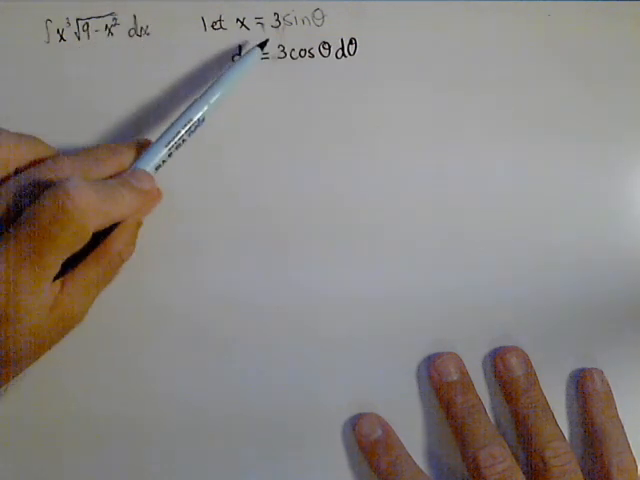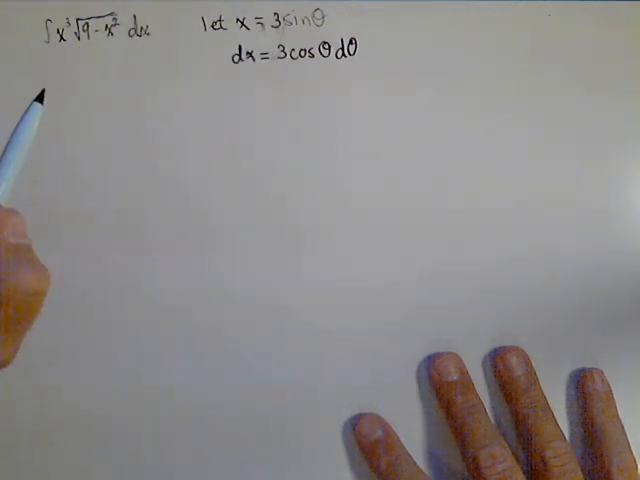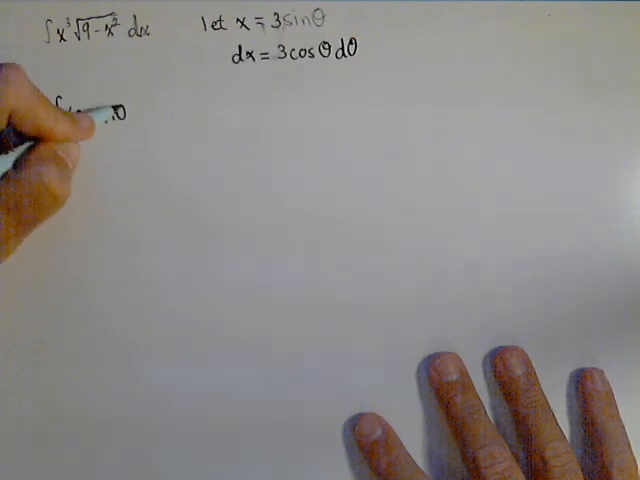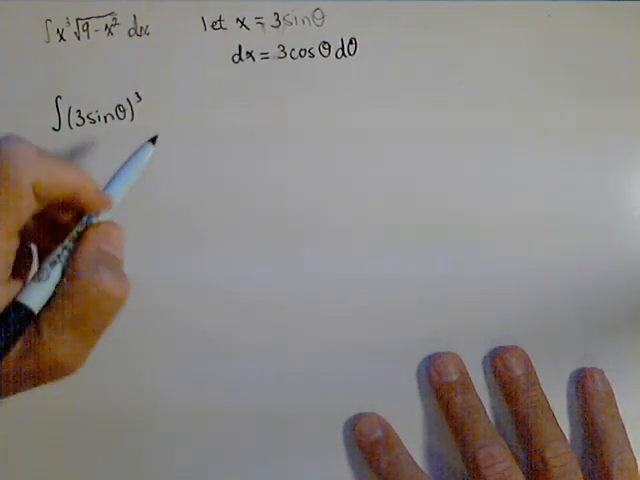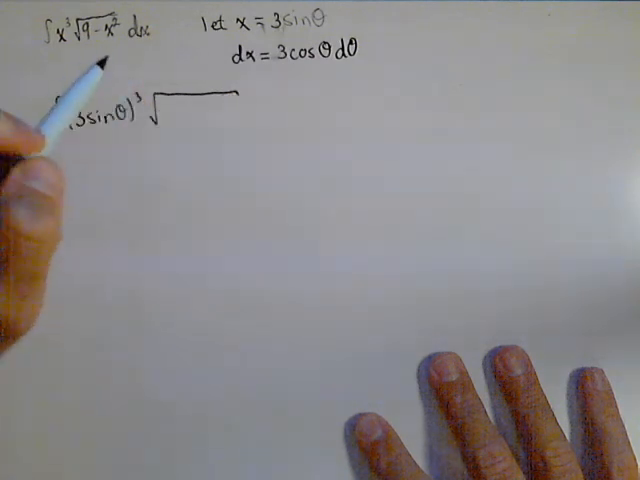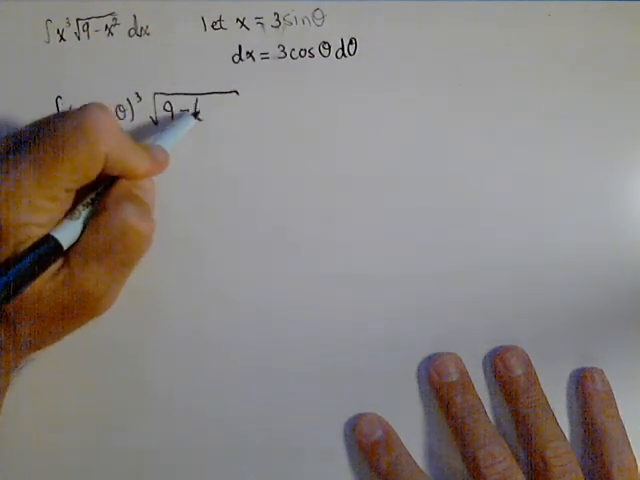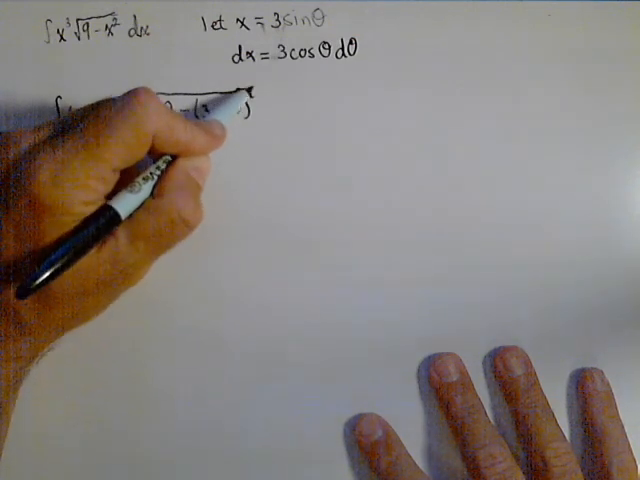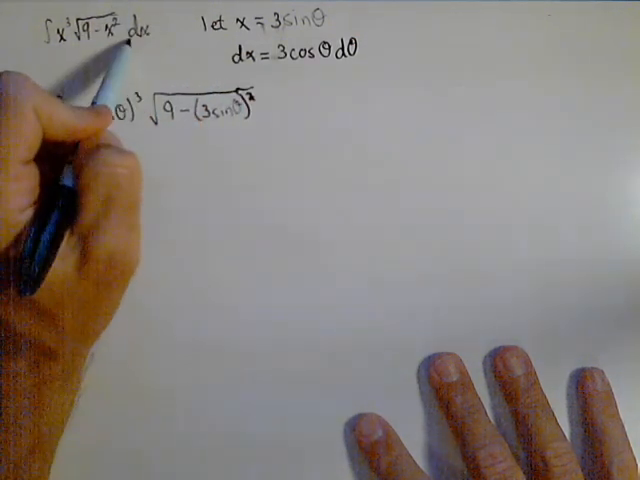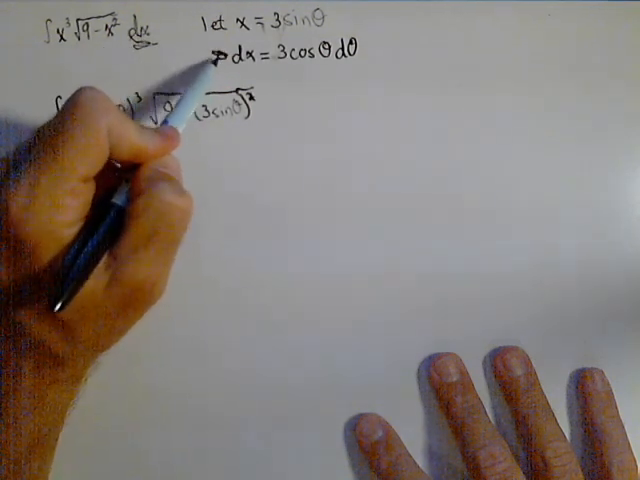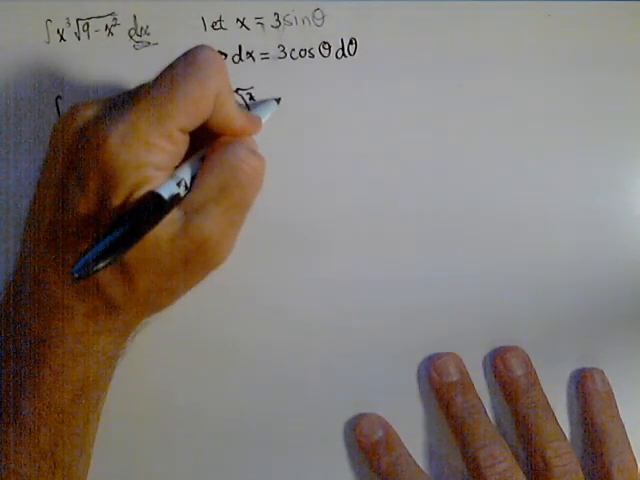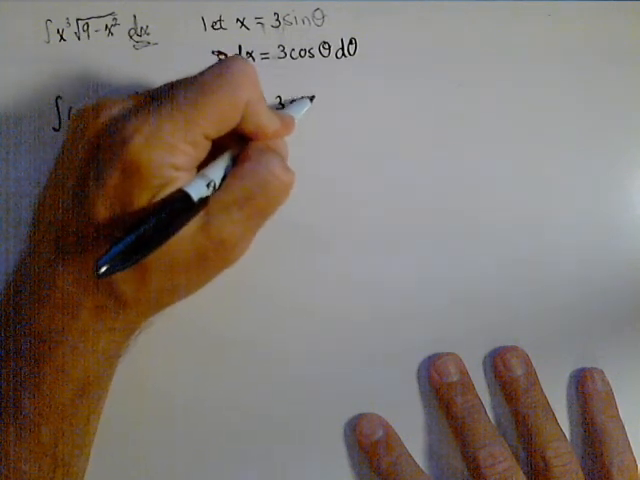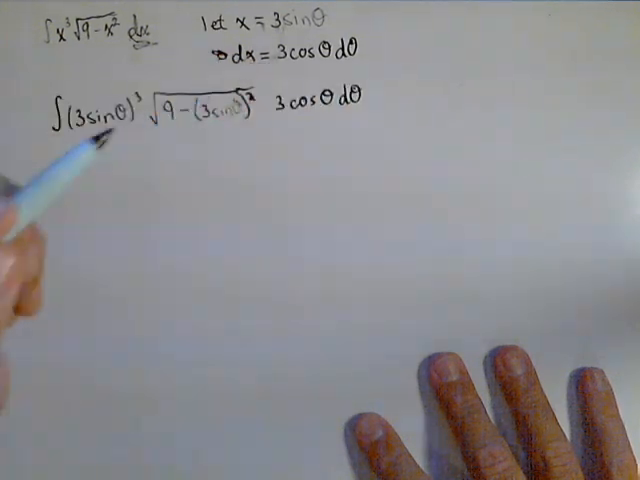Because it's a reverse substitution, all this is going to be getting substituted in. You do not want to forget any of it. So our integral after our substitutions will have 3 sine theta cubed, going in for the x cubed, times the square root of 9 minus 3 sine theta squared, going in for the x squared. Now you cannot forget to substitute in your dx. So we also have a 3 cosine theta d theta.